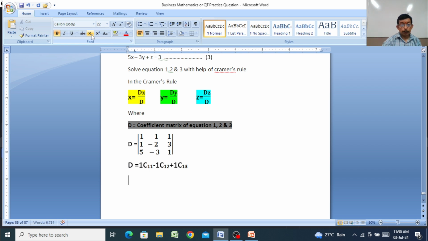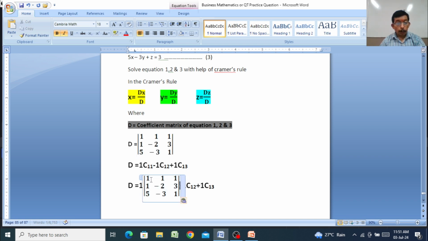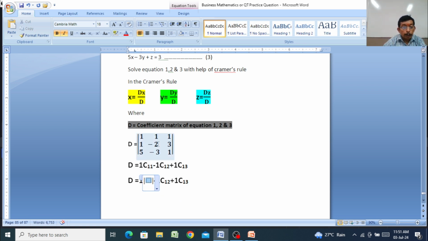In the next step, C11 means first row first column element cancel out. First row first column element cancel, then the remaining elements are -2, 3, -3, 1.